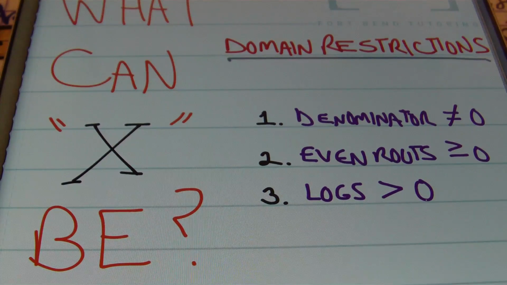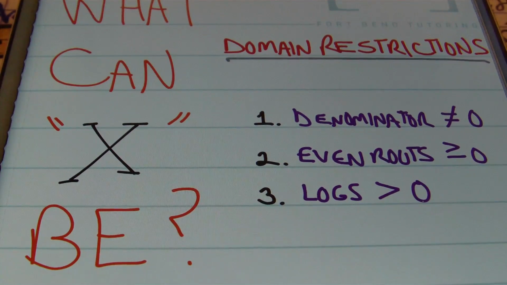However, in many cases, finding out what the domain cannot be is usually one number or maybe even two numbers that you need to exclude. That's why you need to be aware of what we call domain restrictions.